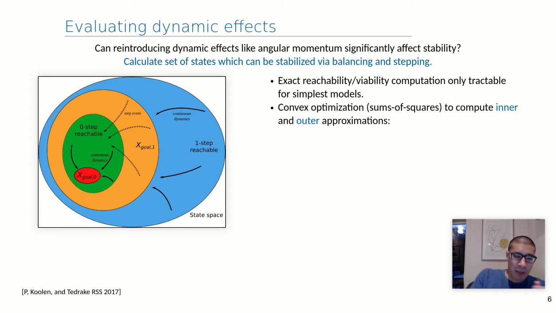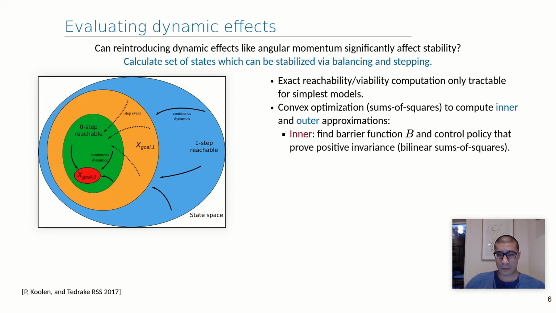So in this work, what we used is convex optimization. In particular, we used something called sums of squares programming, which reduced it to semi-definite programming. Again, just a form of convex optimization. And we use this tool to compute inner and outer approximations of the viability kernel.